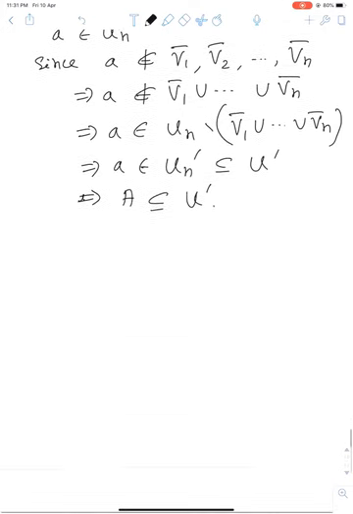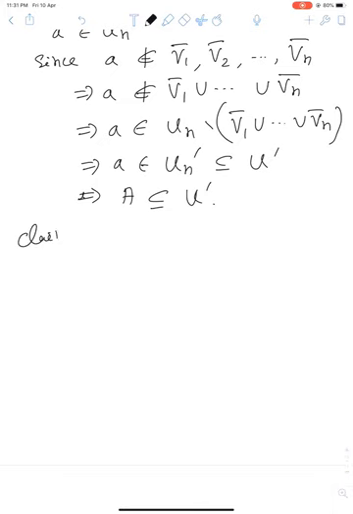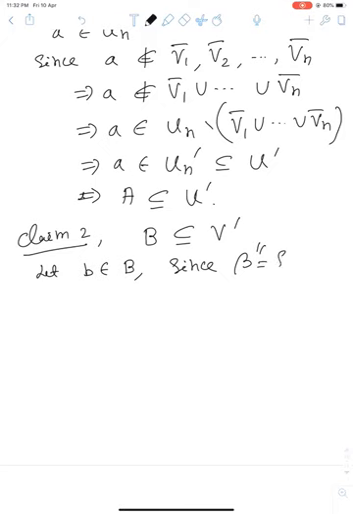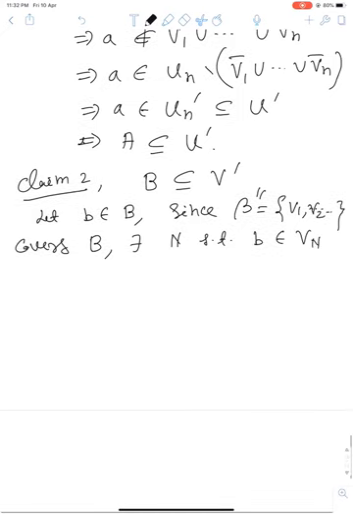Now claim 2. So B is a subset of v dash. So let b belong to B. Now since beta double dash, which is that collection, covers B, there exists say N such that b belongs to Vn, right?